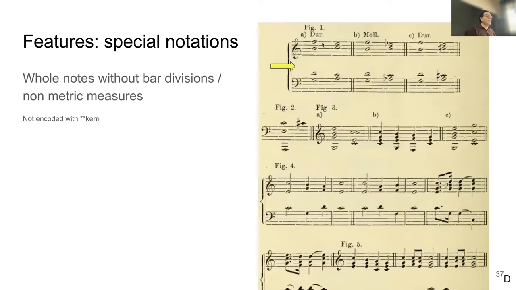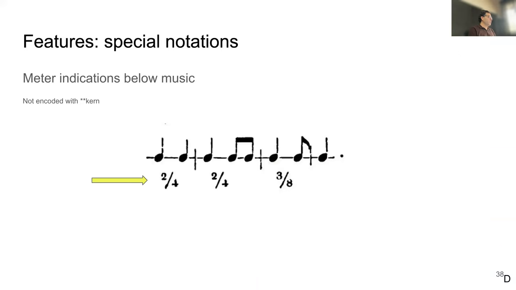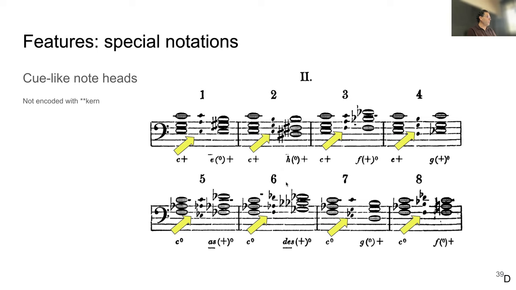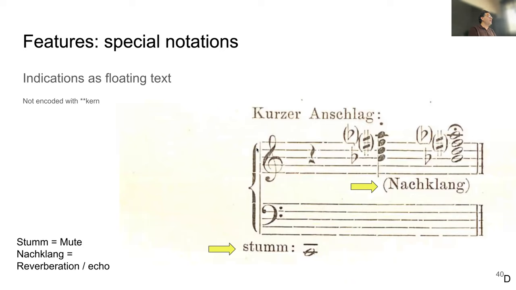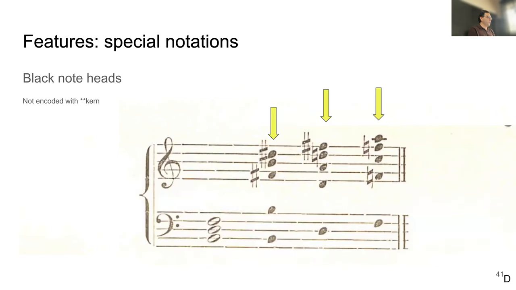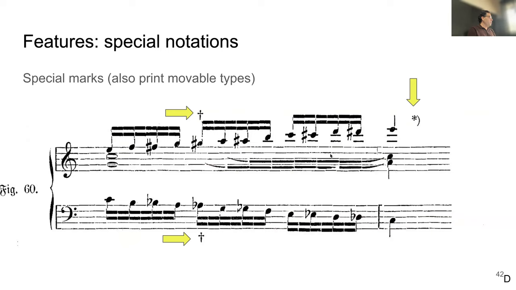Or as you can see here, the bar lines are not showing any metrical division, but other things. What we have seen a little bit before, there are many meter indications below music that should be identified correctly. Or these cue-like note heads there. These are made for explaining harmonic contents. There are many indications as floating text that make sense that the system should be able to identify semantically. Many note heads just to show the harmonic content. Many special marks such as these ones.